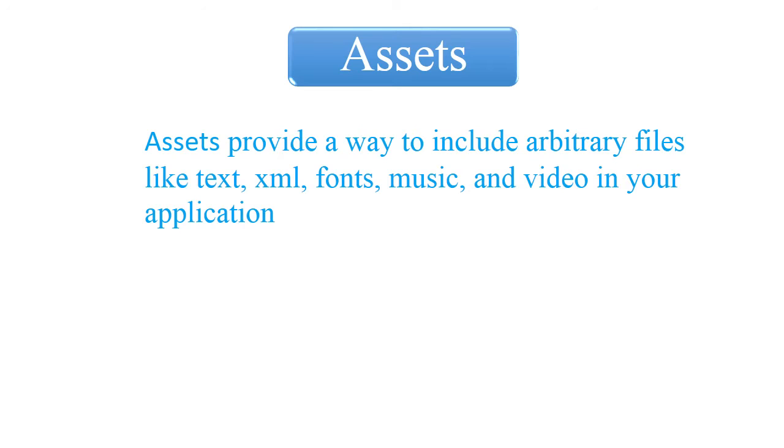Assets. Assets provide a way to include arbitrary files like text, XML, fonts, music, and video in your application. If you try to include these files as resources, Android will process them into its resource system and you will not be able to get the raw data. If you want to access data untouched, assets are one way to do it.